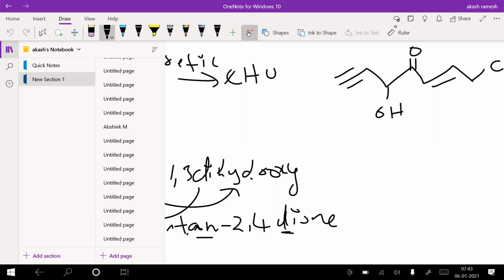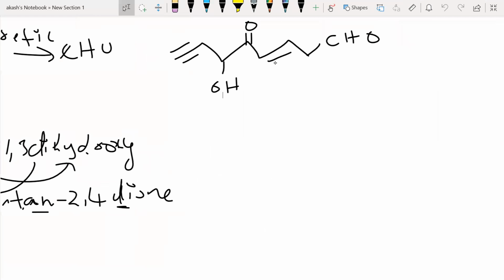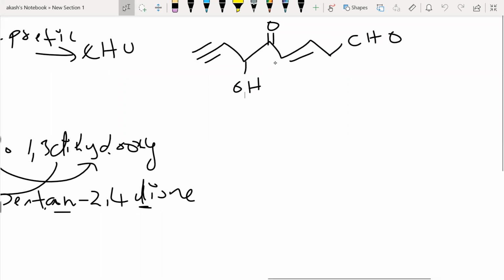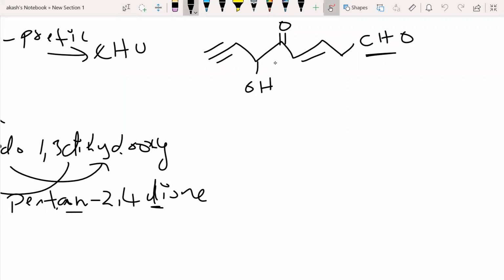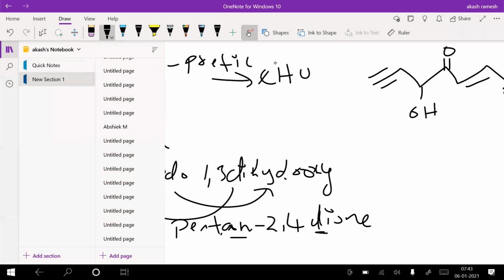See, you have to count. I think you're getting confused here. You have to count this carbon atom also in the main chain. Remember that CHO is also part of the chain. If you want to put the numbering, obviously the highest priority goes to CHO, so you put the numbering from here, 1, 2, and start like that. Okay, so it's 3-en. Correct.